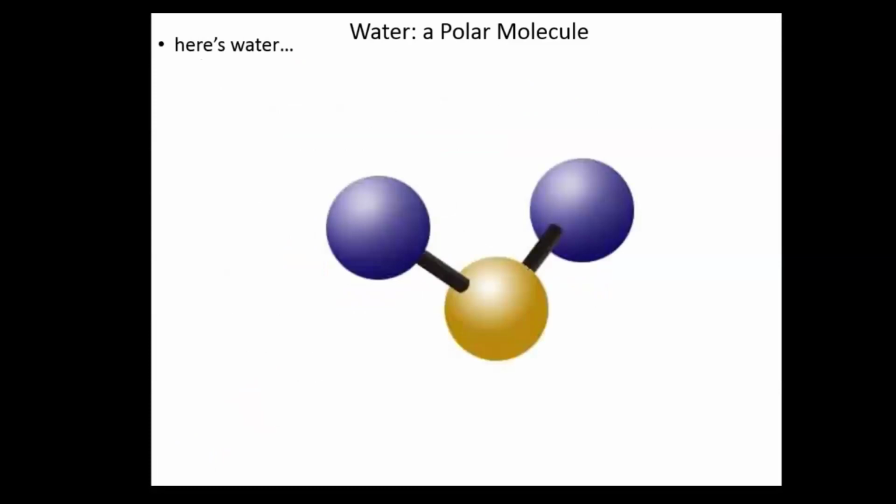Here's water, a very classical depiction of water, where we have a single oxygen molecule and coming off of it two covalent bonds, one to two different hydrogens. So we have H2, 1, 2 hydrogens, H2O, O for oxygen.